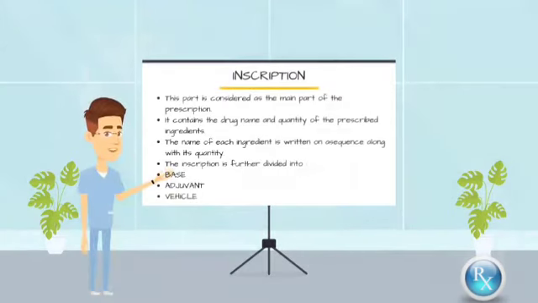Inscription. This part is considered as the main part of the prescription. It contains the drug name and quantity of the prescribed ingredients. The name of each ingredient is written in a sequence along with its quantity. And the inscription is further divided into base. It contains the active medicament of the therapy. Adjuvant. It contains the substances added to increase action of medicament. Vehicle. A substance used to dissolve the medicament, or to increase the volume of preparation.